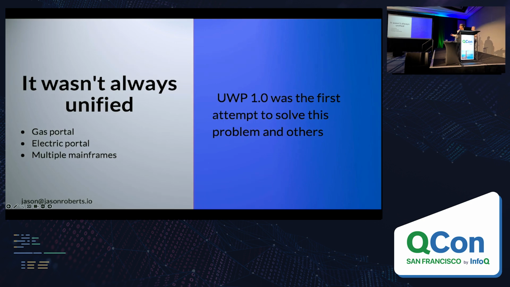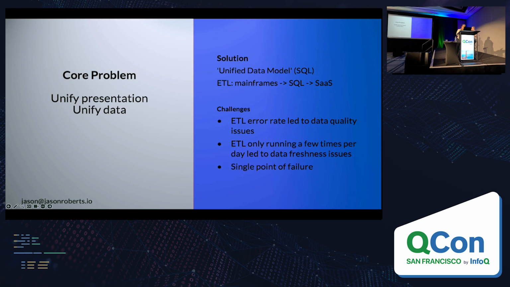So what you end up with is different portals. If you have a gas connection, you might need to go to a different portal. If you have an electric connection, you might have to go to a different connection. The first version of UWP 1.0 was an attempt to solve this problem amongst many others.